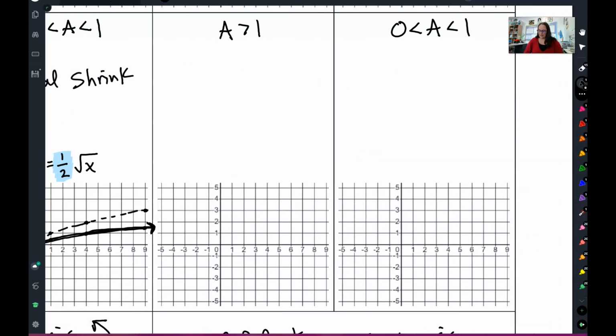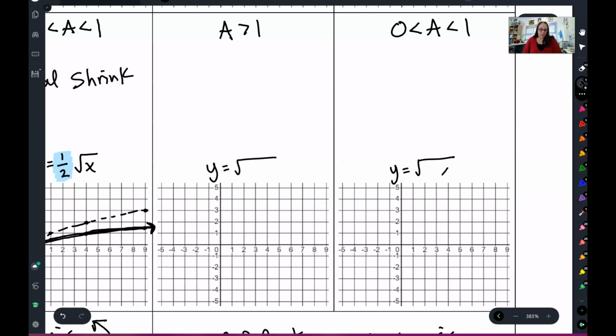Last, inside. Now remember, inside is always going to be inside your function area. So this one needs to be greater than 1. Let's use 2 again. This one needs to be between 0 and 1. Let's use 1/2 again. But you'll notice that both of these multiplying numbers are happening inside the function area, inside the square root. And remember that inside is always side to side. So both of these are going to be a horizontal stretch, stretching horizontally, or a horizontal shrink, shrinking horizontally.